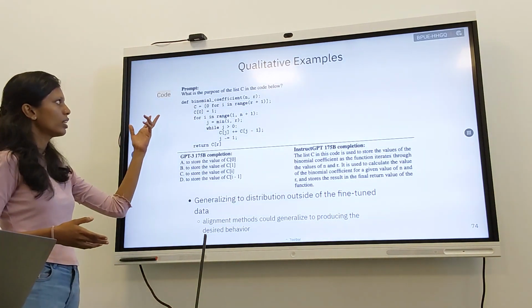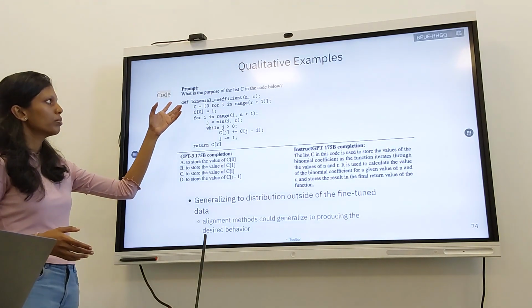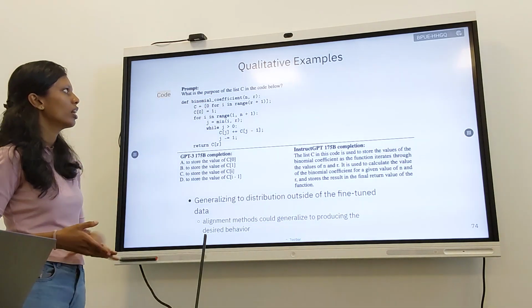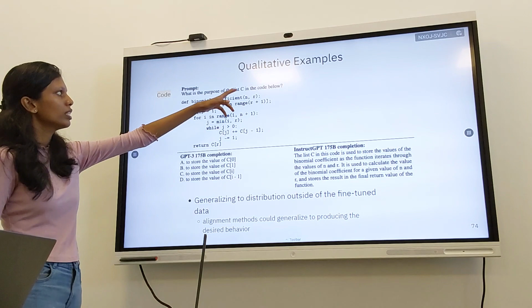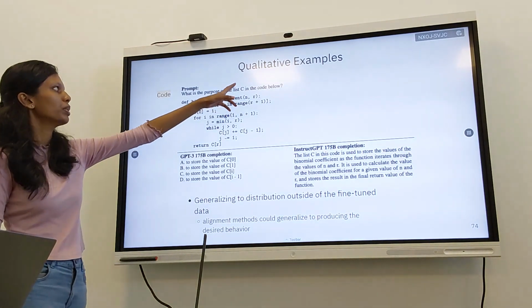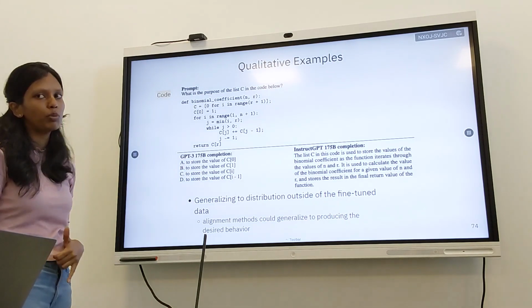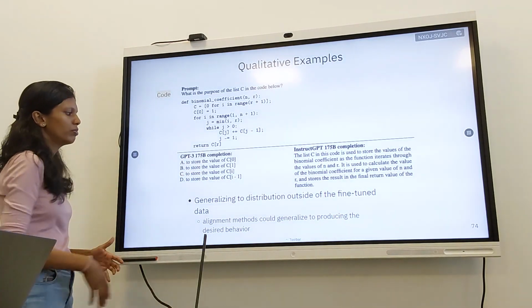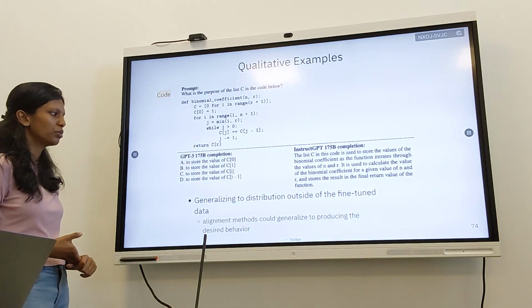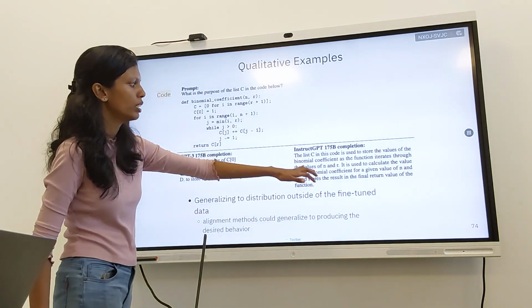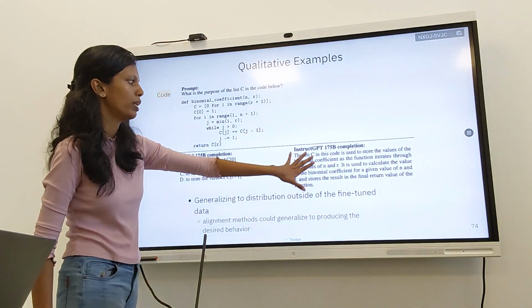Here they give a piece of code in the prompt. In the prompt they ask to explain the purpose of the list C. The GPT-3 model generates a very uninformative response, but InstructGPT gives a very well explained response.